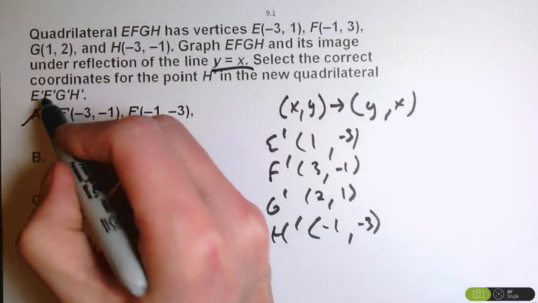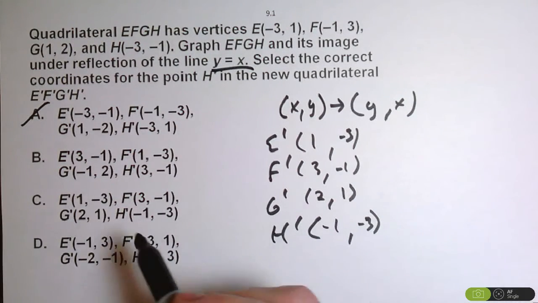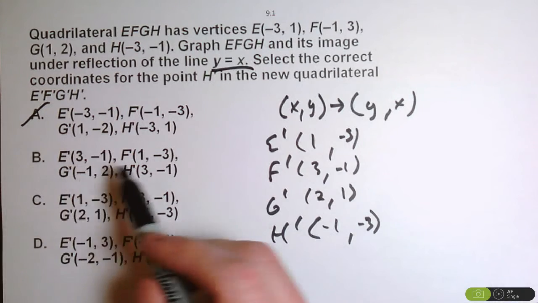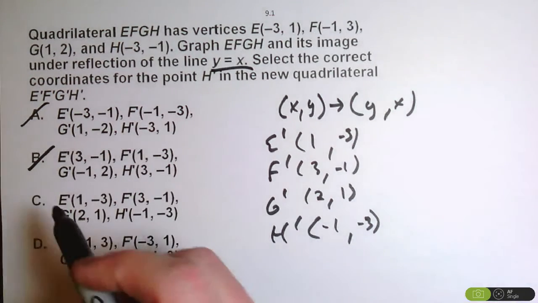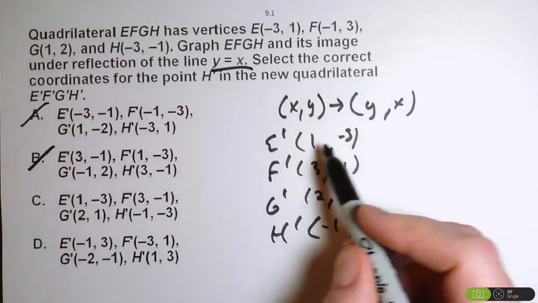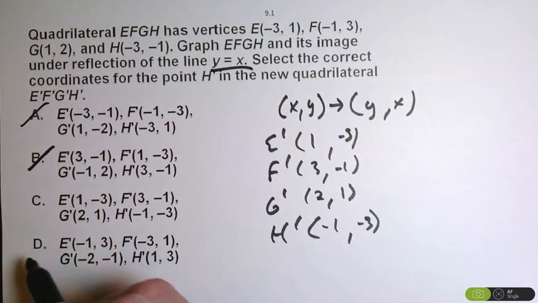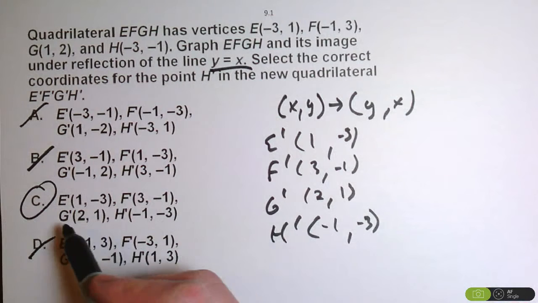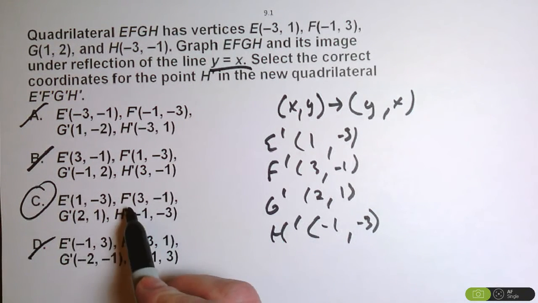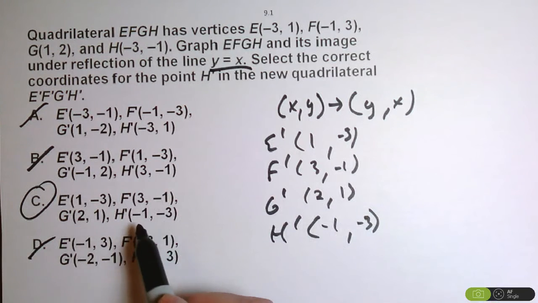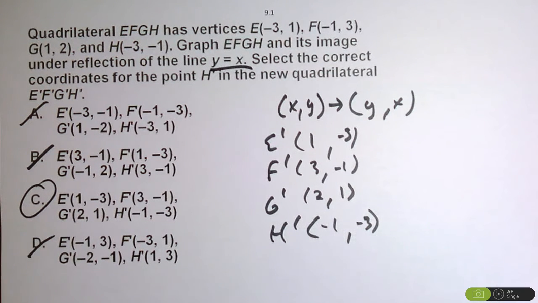And we can see we can cut off A instantly. B is looking okay. No, sorry, B's not because it's 1, negative 3, not 3, negative 1. Let's knock out B. C has 1, negative 3, which we want. D has negative 1, 3. Heck, that was easy. All I had to do was look at point E. Okay, and we had 1, negative 3. F was 3, negative 1. G was 2, 1. H was negative 1, negative 3.